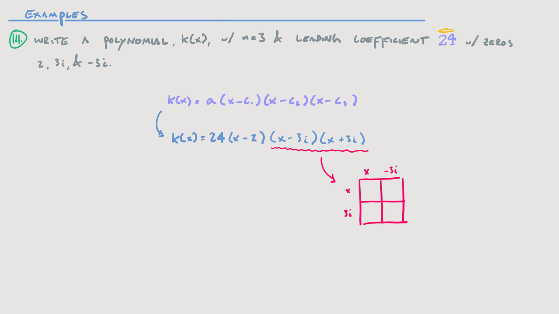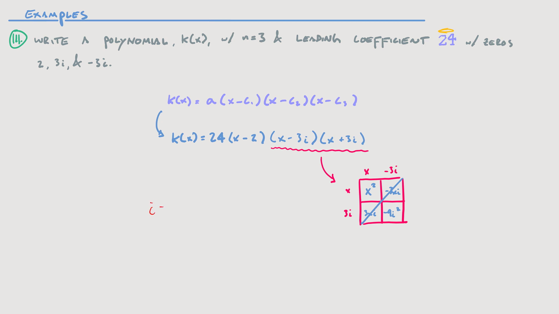If you multiply x minus 3i with x plus 3i, I'm going to use the box method, but the FOIL method will work just fine. As I fill this out, I get x squared from the x times x, negative 3xi from x times negative 3i, and positive 3xi from x times positive 3i. So those cancel. Those are like terms, and they cancel. And the last box is the one that's the main concern, right? Negative 3i times 3i is negative 9 times i squared. But i squared, remember, is negative 1.